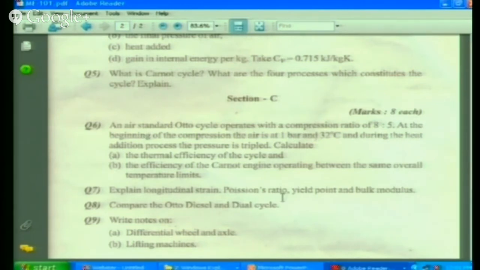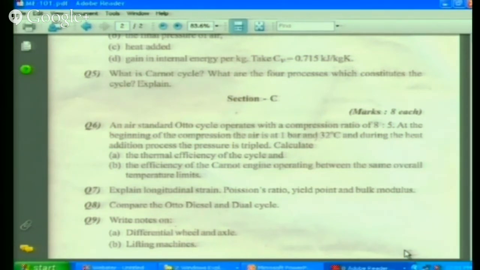Then explain longitudinal strain, Poisson ratio, yield point and bulk modulus. Explain. So when you say explain the concept of these 4 things, there should have been a comma, not a full stop, after the first one.